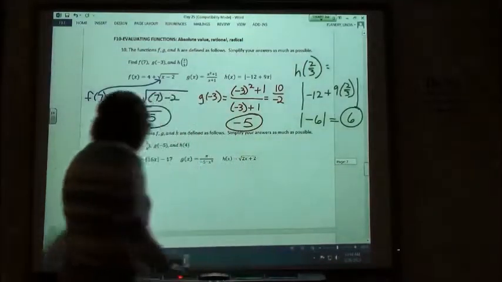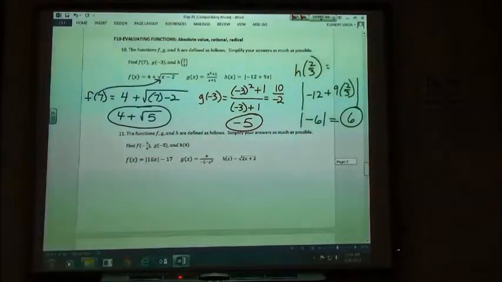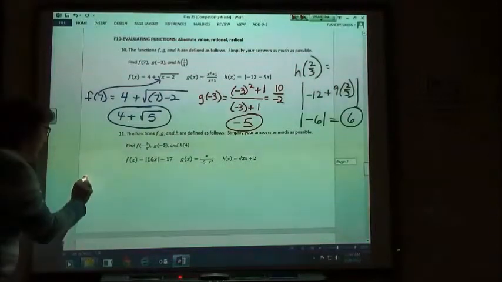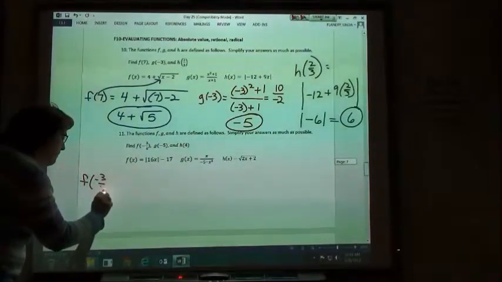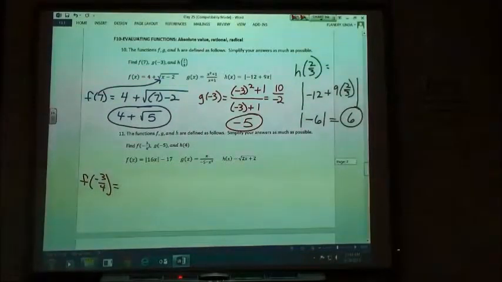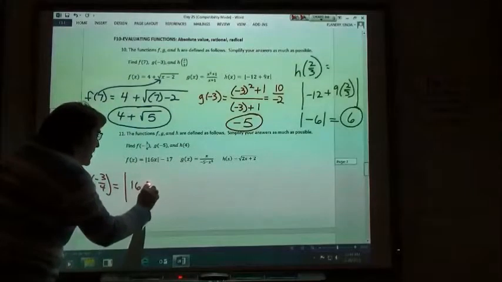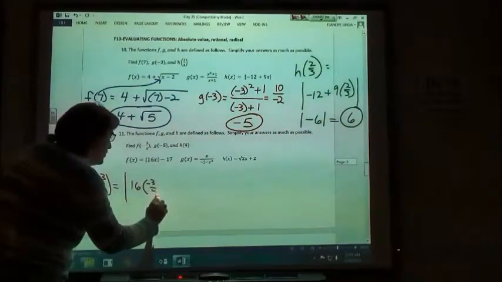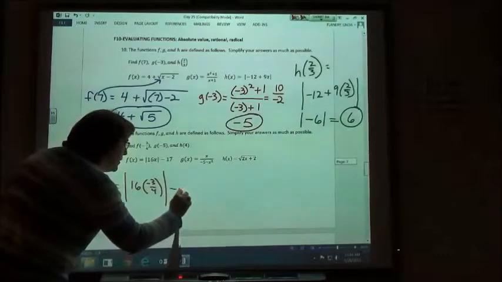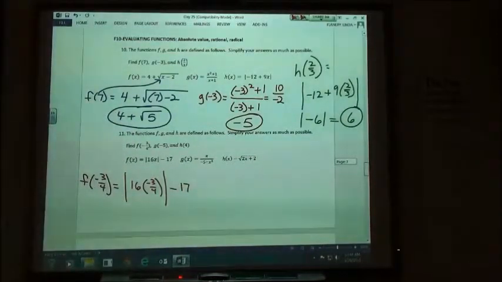All right. So number 11, first thing we're going to do is the f of negative 3/4. So how am I going to write that down? It's going to be 16. Don't forget the bars. The absolute value of 16 negative 3/4, parentheses, absolute value minus 17. Right, so now we got to simplify that.